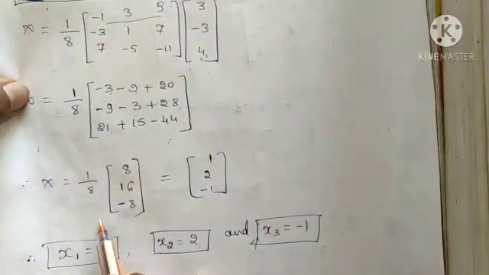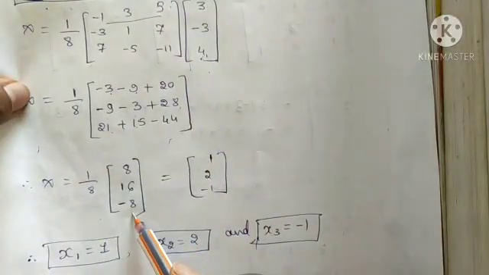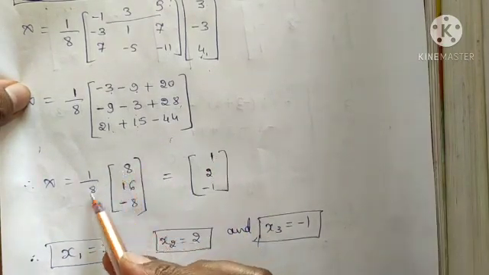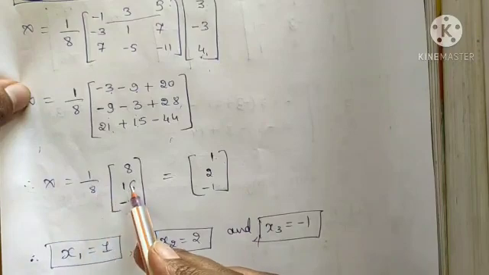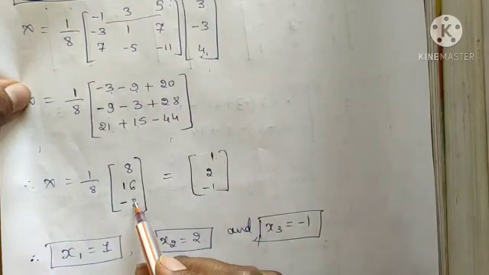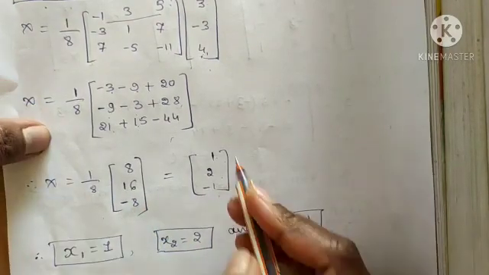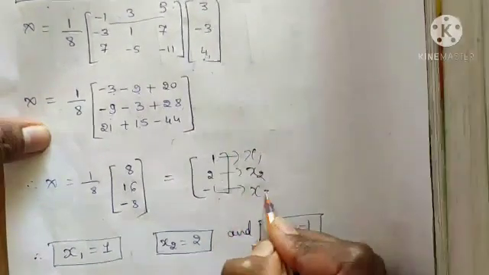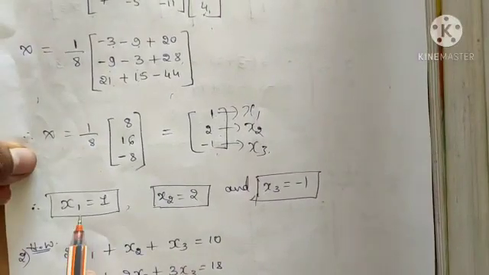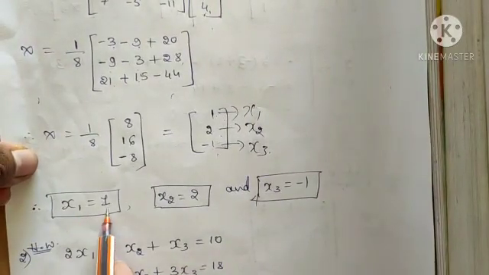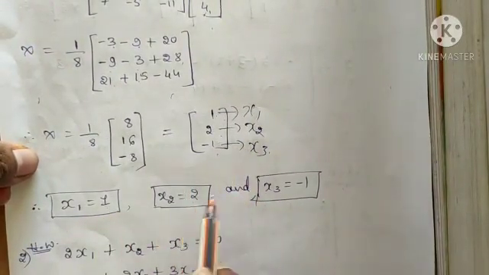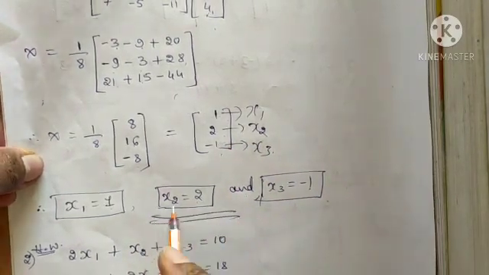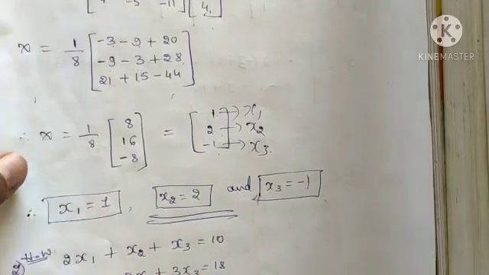After simplifying these factors, you will get what? X is equal to 1 by 8 times 8, 16, minus 8. Now divide the factor, that is 8 divided by 8 is 1, and then 16 by 8 is 2, then minus 8 by 8 is minus 1. Therefore, this is x1, this is x2 and this is x3, so that the solution becomes x1 equal to 1, x2 equal to 2 and finally x3 equal to minus 1. This is how to obtain the solution by using the matrix inversion method.